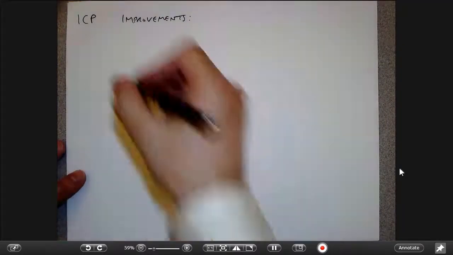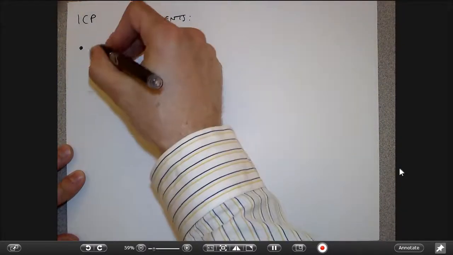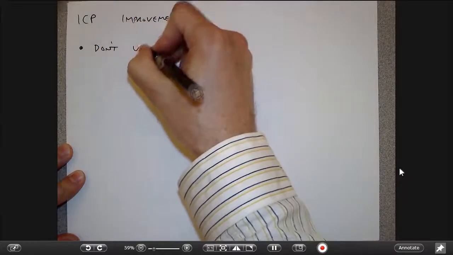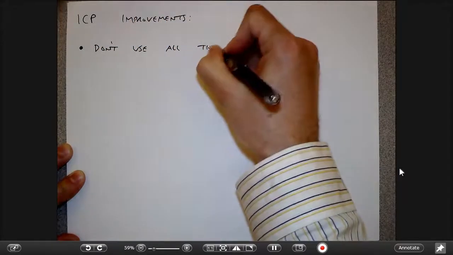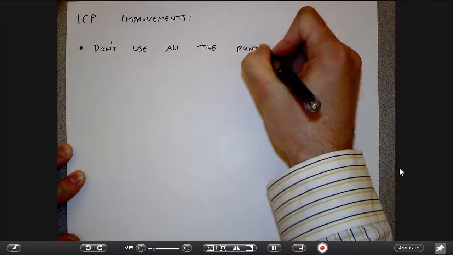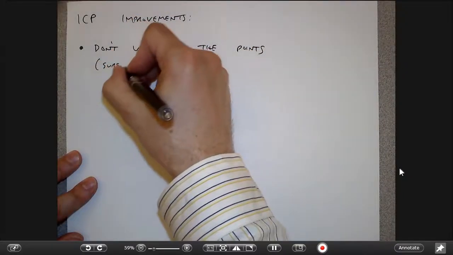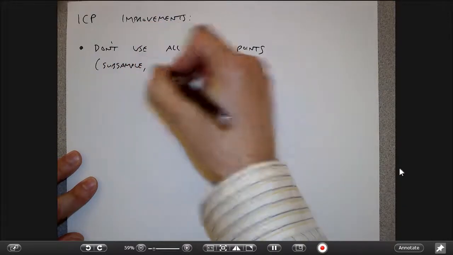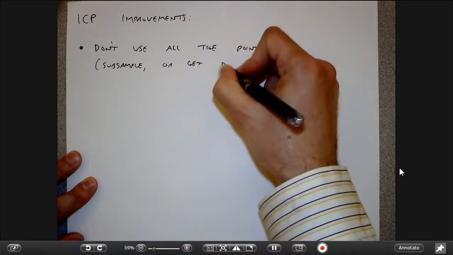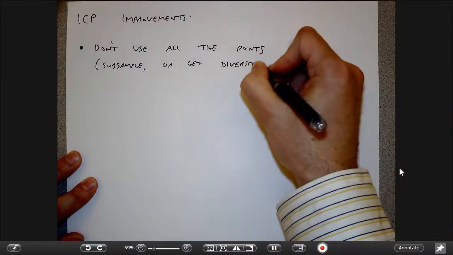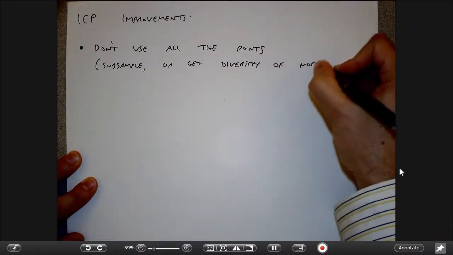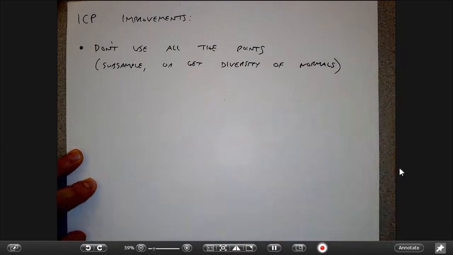So to make this really work, you need to pay careful attention to how this works. One possibility is don't use all the points. Either subsample or get a good diversity of normals.